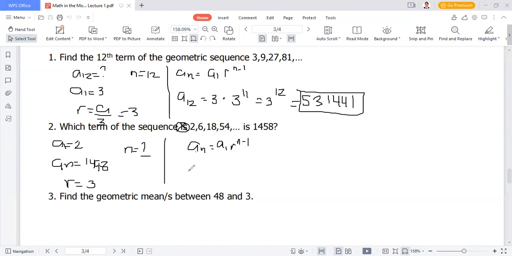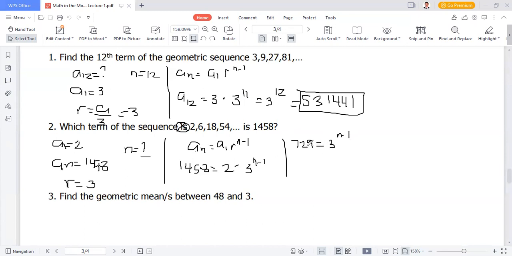So, ano yung A sub N natin? 1, 4, 5, 8. Ang A sub 1, 2. Ang R, 3. So, 2 times 3 raised to N minus 1. Divide mo lang both sides by 2. Magiging 729 equals 3 raised to N minus 1.